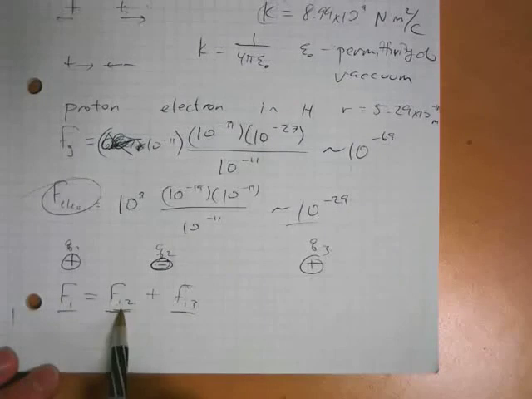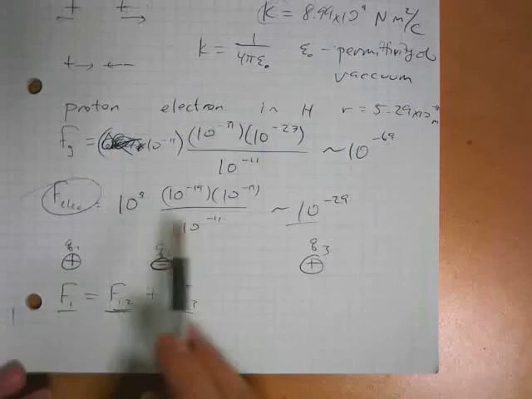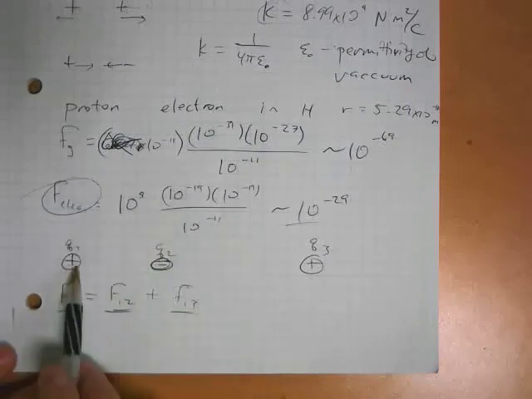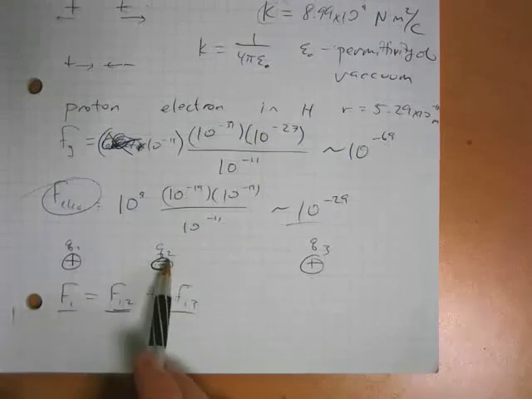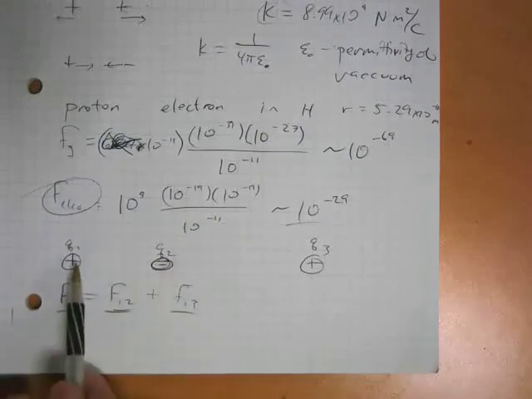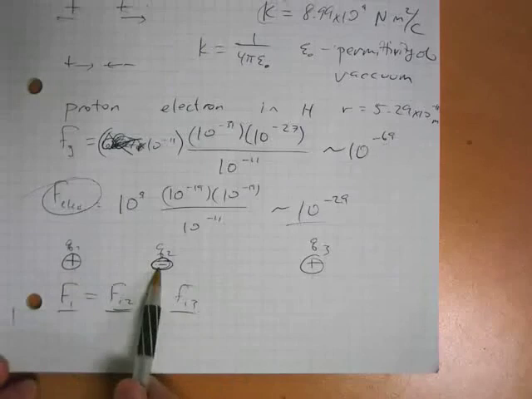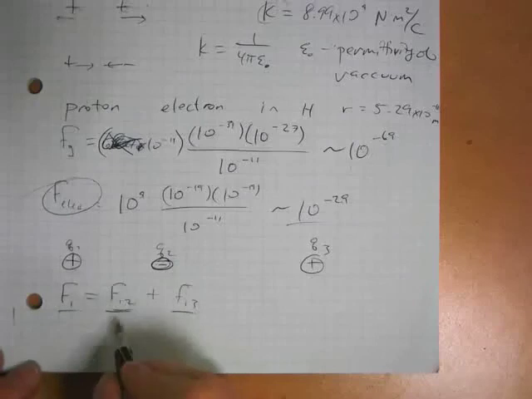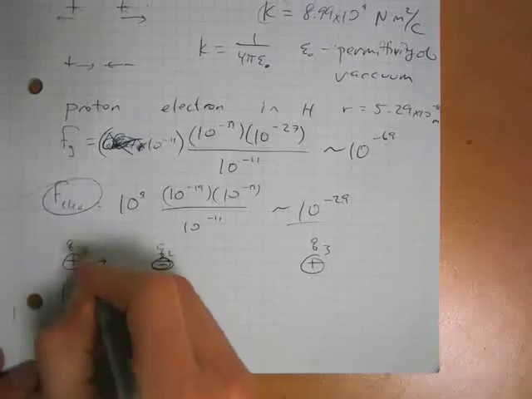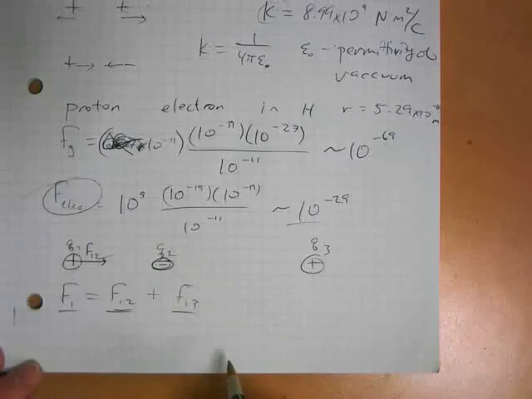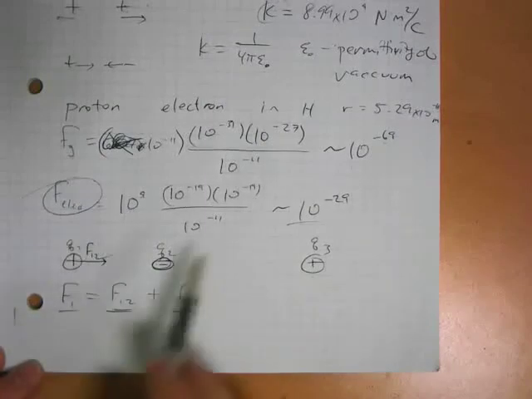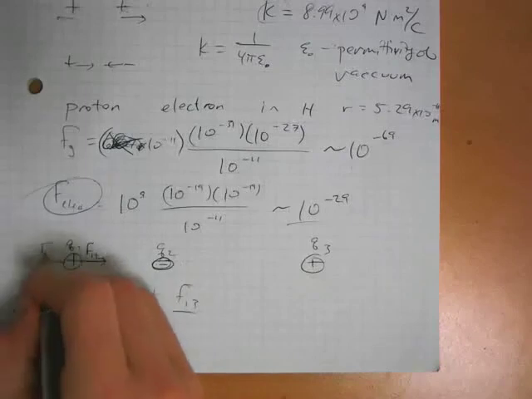The force on 1 from 2, we could plug in the numbers and get a numerical value for the force, but the direction you have to determine based on your reasoning. This is a positive charge, this is a negative charge. This negative charge is going to pull the positive charge toward it, so F12 is going to be a force to the right. If we look at 1 and 3, these are both positive charges, they're going to repel each other, so the force on 1 because of 3 is going to be to the left.